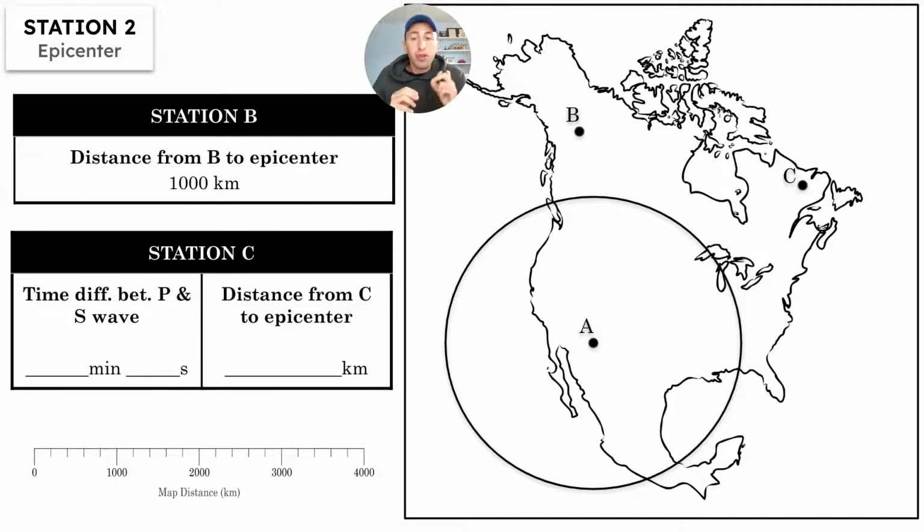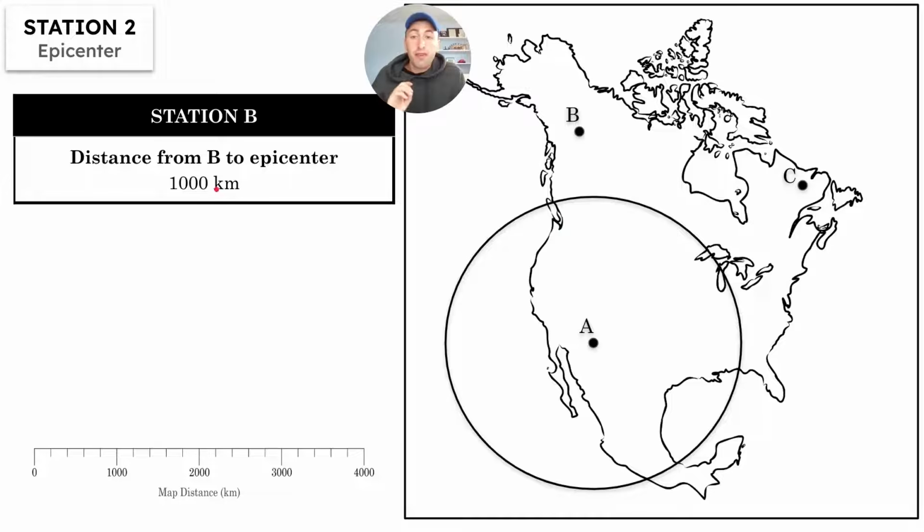Now, for the station, they give you three different stations that recorded the earthquake. Station A will be already drawn for you on the map, as we see here. This is Station A. It already draws for you the radius around the station model. And again, the radius is how far away the earthquake occurred. So we don't know exactly from Station A where it occurred, but we know it occurred around this radius here. You then have Station B, which already tells you how far away Station B is from the epicenter, and they tell you 1,000 kilometers. And then Station C, you have to figure it out based on information they give you. So for Station B, the distance from B to the epicenter is 1,000 kilometers.